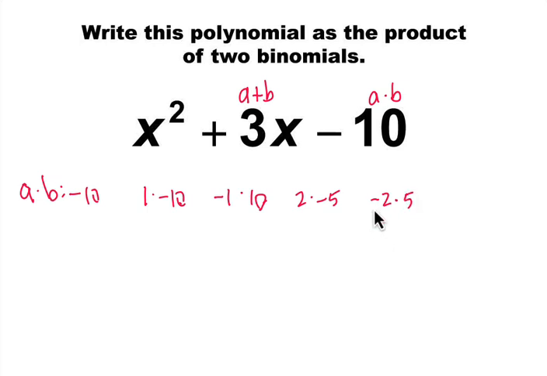Which factor pairs will add up to 3? So now we're looking for the a plus b. As you can see, this factor pair adds up to 3. -2 plus 5 is equal to 3. So therefore, this polynomial can be factored as x minus 2 times x plus 5.